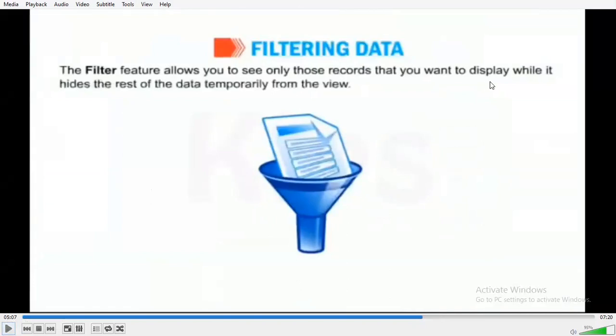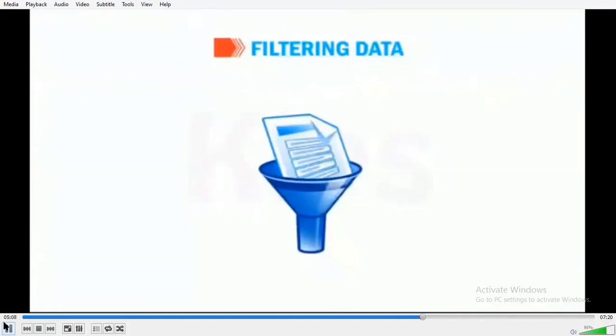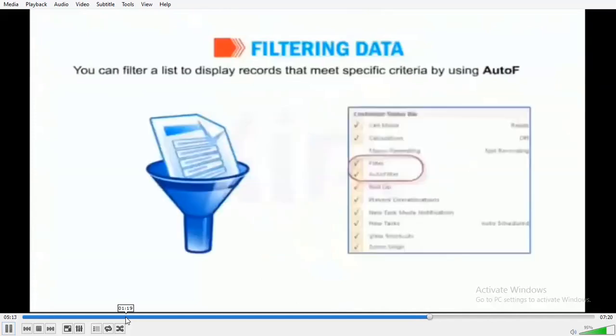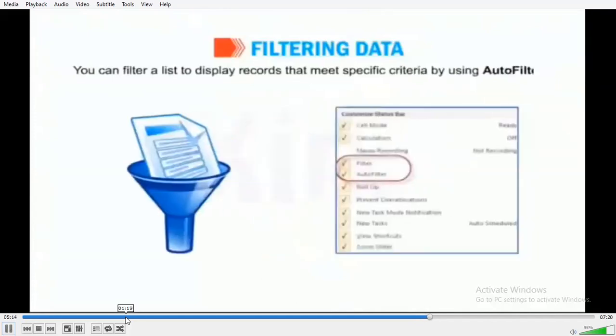The filter feature allows you to see only those records that you want to display and hides the rest of the data temporarily from the view. You can filter a list to display records that meet specific criteria by using the AutoFilter command.